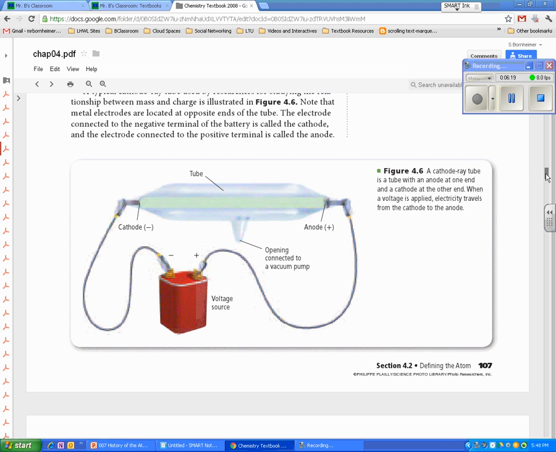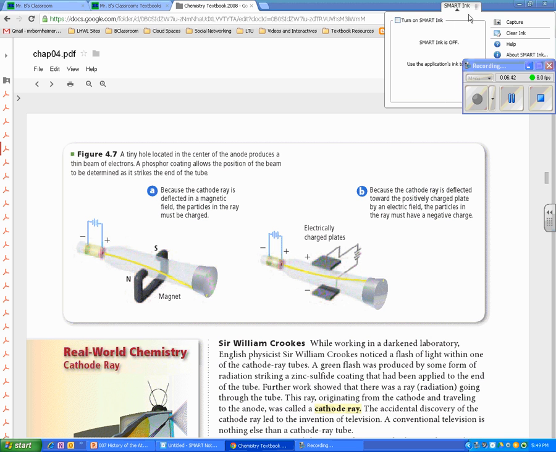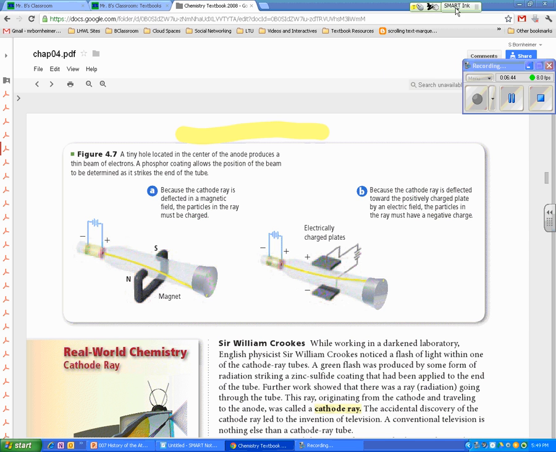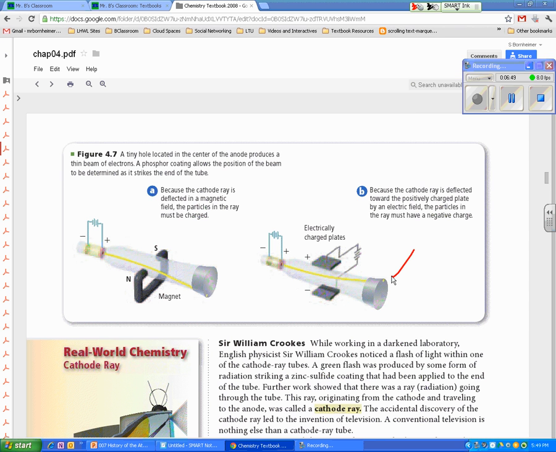But they modified the experiment in figure 4.7 and they put a film on one end. Now this film, which was developed right about the same time that Sir William Crookes was around, you'll see his name here, allowed us to see the beam inside the tube. You'll see that it showed up on the film. I'll show that to you here. It shows up here and here.